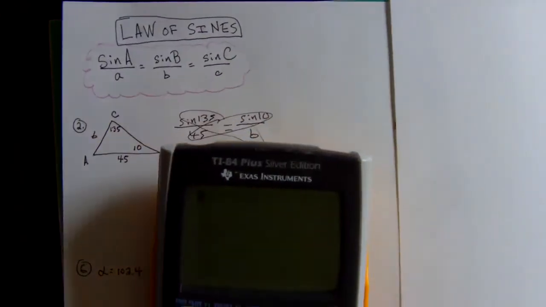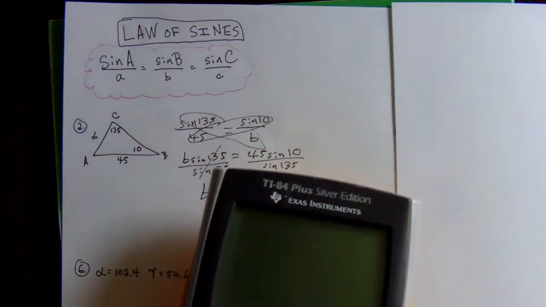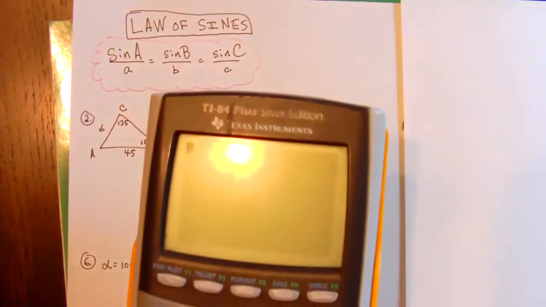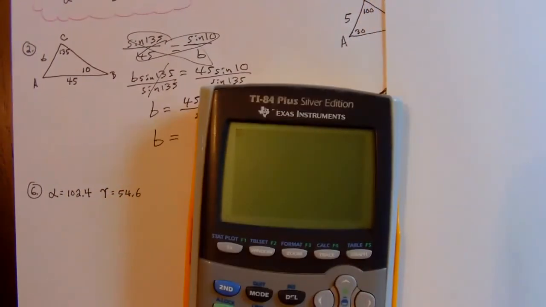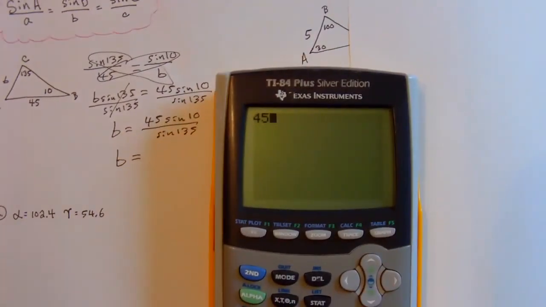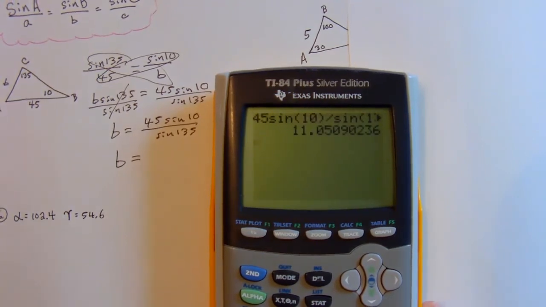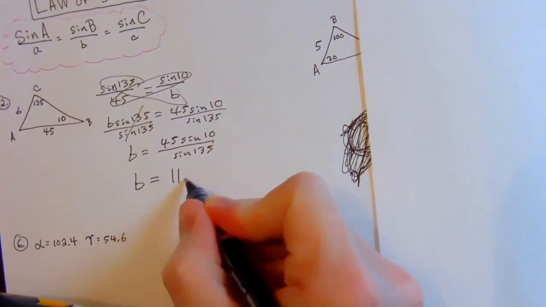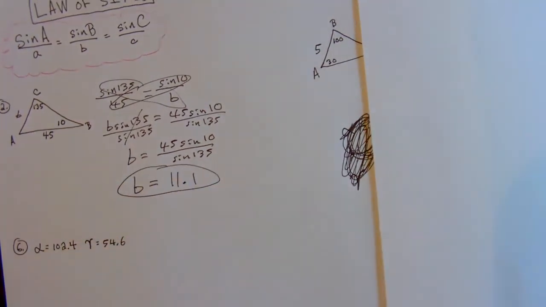Okay, so when you plug these into the calculator, now it's a little bit difficult to see on here. Let me see if I can get the light going. There we go. Your calculator should be in degree mode, and then just plug it in exactly the way you see it there. So you're going to go 45 times the sine of 10, close that angle, and then divide by the sine of 135 degrees. And that's going to give me 11.05. Now, since I have 11.05, if I round that to the nearest tenth, that b is going to be 11.1. So I got that one.